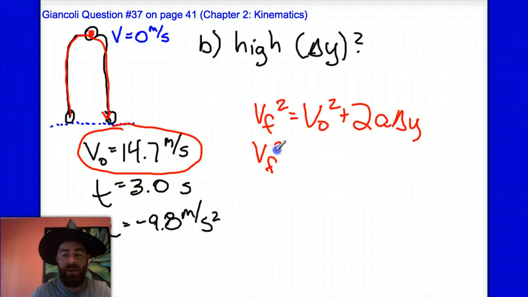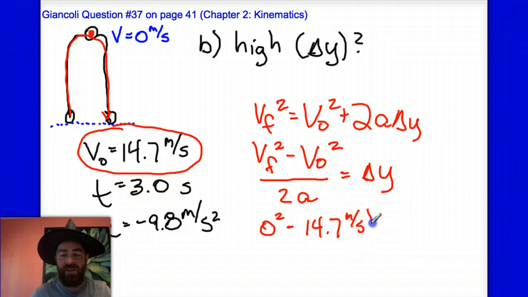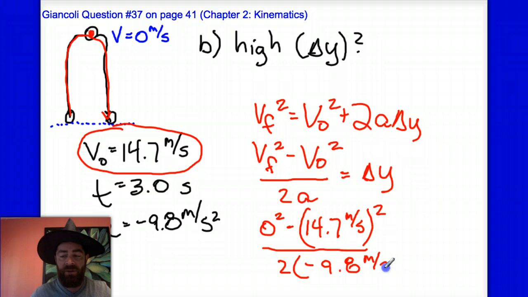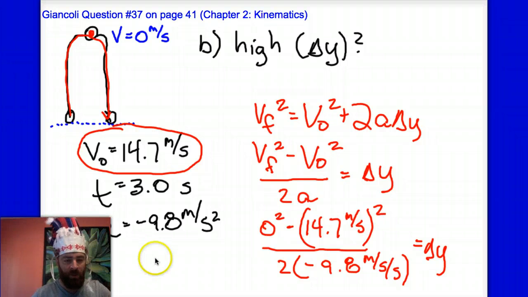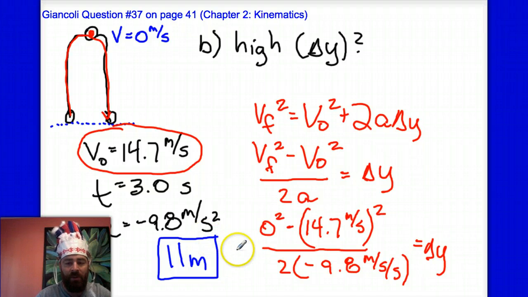If we chose to move forward with that equation, we get Vf squared minus Vo squared divided by 2a is equal to delta y. Plugging some numbers in, I get 0 squared minus 14.7 meters per second, and that entire term is squared. Dividing it by 2 times negative 9.8 meters per second squared is equal to our delta y. Running those numbers through my calculator, you should get somewhere on the order of 11 meters being our vertical displacement in part B of the problem.